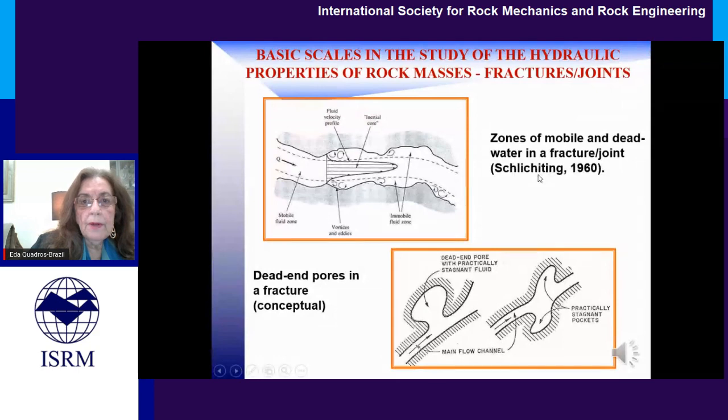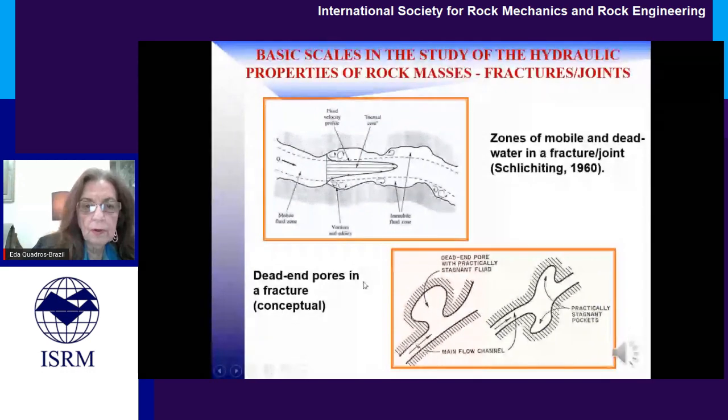And when the water flows through a joint, there are also zones of mobile and dead water in the joint. The figure here shows some dead end pores where the water can be accumulated, and the fluid velocity profile. Also, some zones where vortex can occur, and the establishment of the boundary limit, as proposed for SLIST in CIS 96.